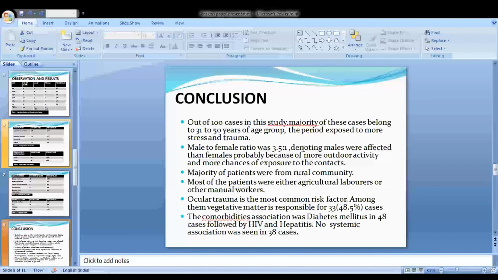Majority of patients were from rural community. Most of the patients were either agricultural laborers or other manual workers. Ocular trauma is the most common risk factor. Among them, vegetative matter is responsible for 33 cases. The comorbidities association was diabetes mellitus in 48 cases, followed by HIV and hepatitis. No systemic association was seen in 38 cases.